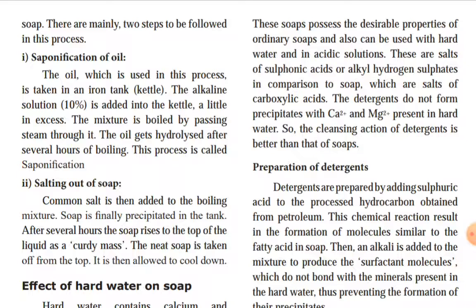So only two steps are given. First one, saponification. Second one, salting out to precipitate the soap in the tank. So these are the two steps used in the kettle process.